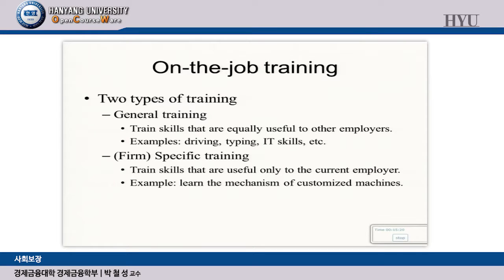And there is specific training. Specific training gives you skills that are useful only to the current employer. For example, you learn how to drive a tank in an army. That is useful in the army, but when you get out of the army, it's useless because you have no chance to drive a tank in private companies. So that is a specific skill. Or let's say you learn how to use a customized information system used only within a specific company. If you move jobs, that's completely useless. You have to learn the new system from the beginning.